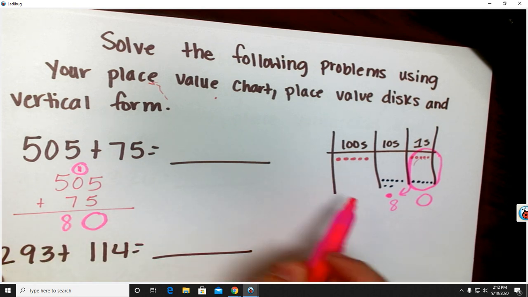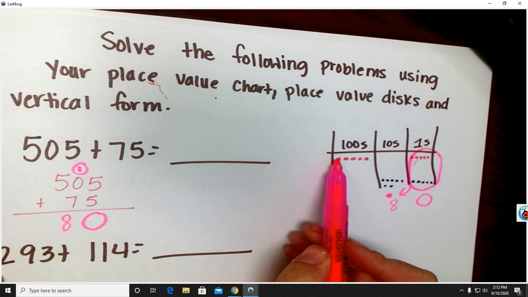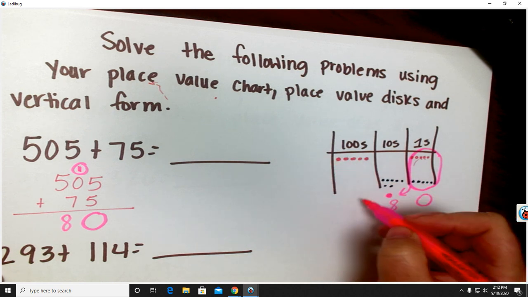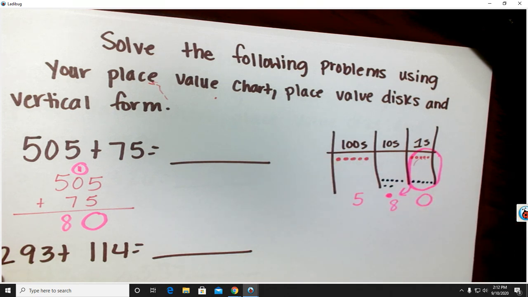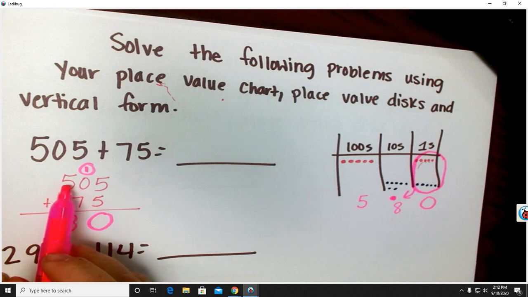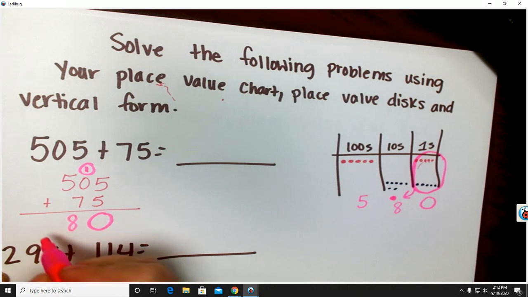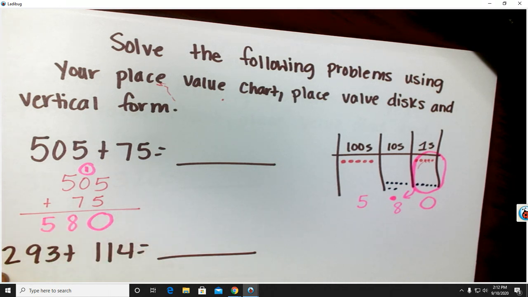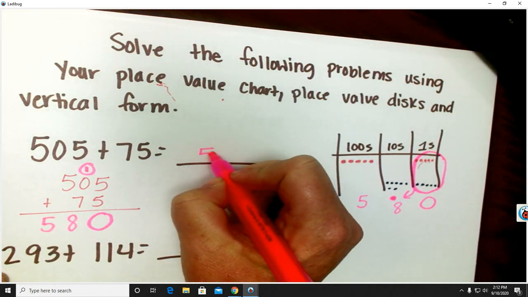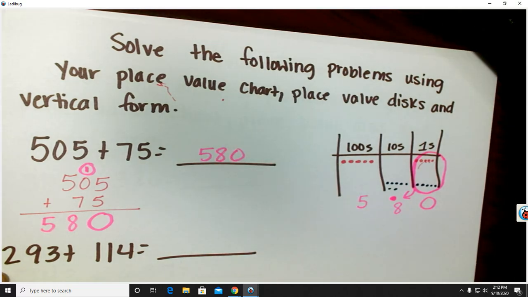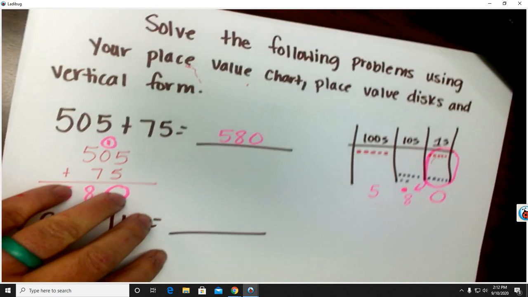And now I'm in my hundreds, so I'm just going to count up my hundreds. 1, 2, 3, 4, 5. So I have 5 hundreds. And if you notice, I have 5 plus nothing because there's no hundreds in 75, so I know that's 580. So I know my answer here is 580, which is what we got in our place value chart. Okay? All right, so let's try another one.